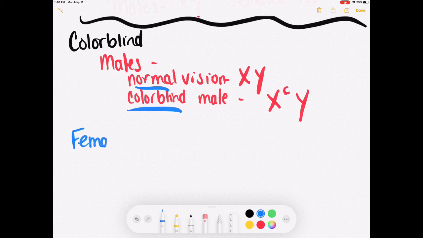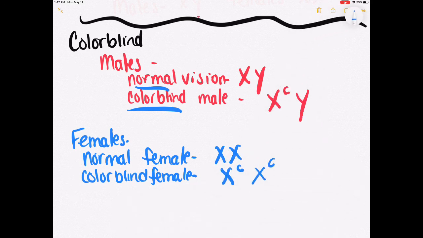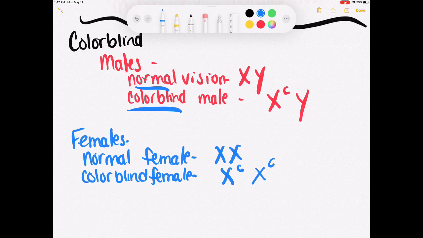Let's look at females because this becomes a little bit different. A normal female, as you remember, has XX. A colorblind female has X with the exponent C, and the other X has the exponent C. If you remember, I said in order to be colorblind, this gene has to be present on every X chromosome you have. So because females have two X chromosomes, they must have this little C or this marker or this gene on both of their X chromosomes.